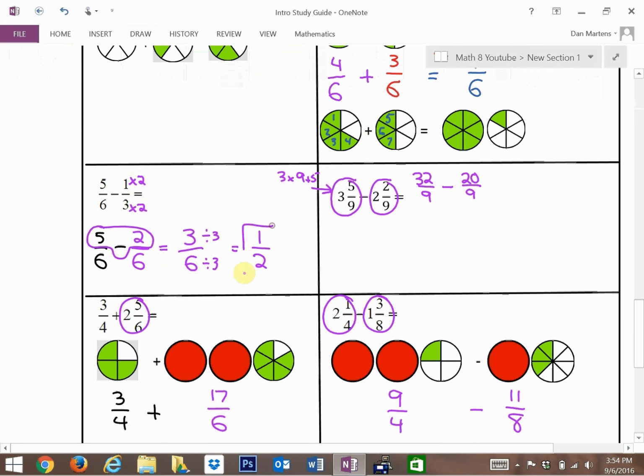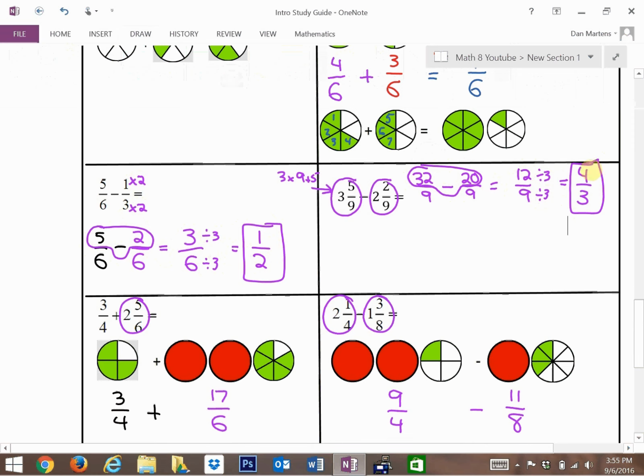And the last thing to do is, if you can reduce it, do reduce it. And we looked at reducing fractions in the previous lesson as well. In this next example, we've already converted our mixed numbers into improper fractions. So 32 over 9 minus 20 over 9 is equivalent to something ninths. And 32 minus 20 is equivalent to 12 ninths. And again, we can reduce this fraction to be 4/3.